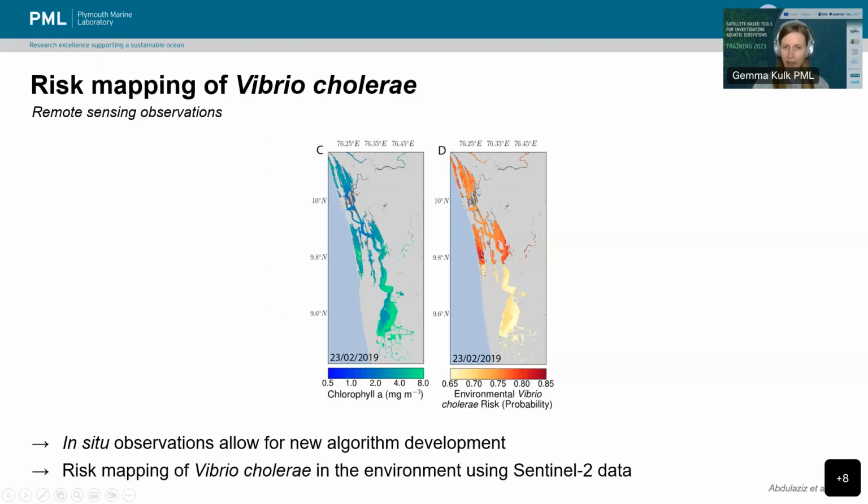So the empirical relationships between Vibrio cholera bacteria in the environment and chlorophyll A that we obtained from the in situ observations were then used in combination with satellite-derived observations of chlorophyll A to map the risk of Vibrio cholera using Earth observation, which you can see an example of in this figure. So you see higher risk in the northern part of Lake Vembanad, where there is a positive relationship, and lower risk, but still high, in the southern part of the lake, where there's a negative relationship between Vibrio cholera and chlorophyll A.